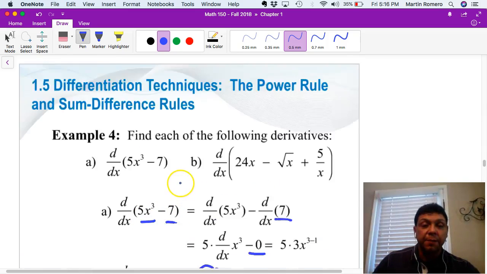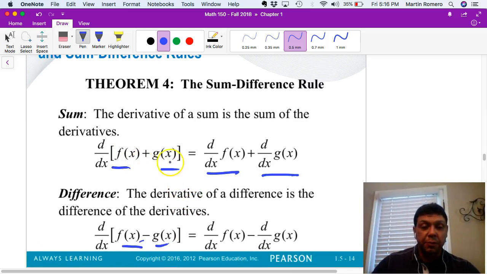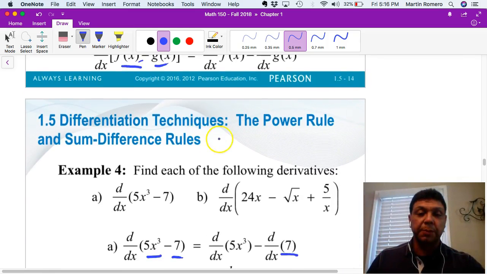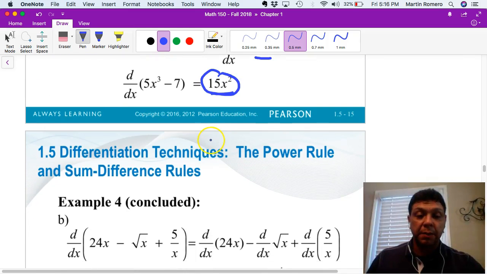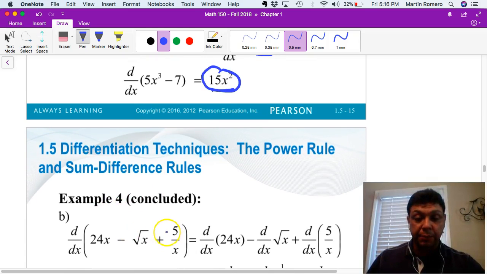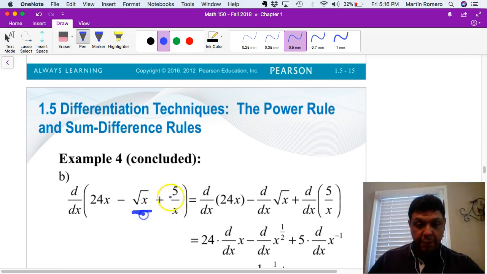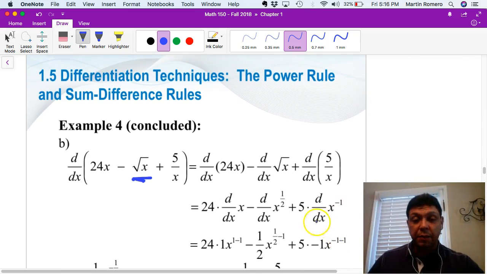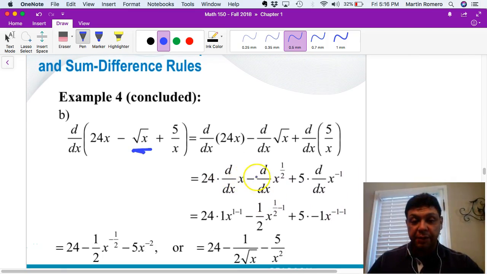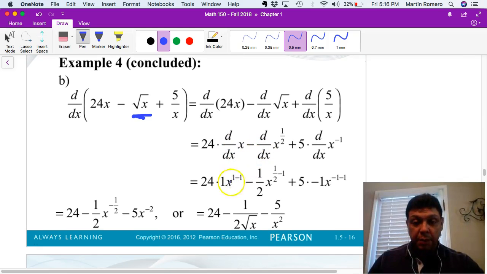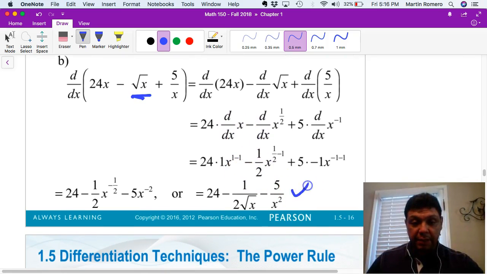So what this sum and difference rule allows us to do is to find the derivative of each of those separately, and then you can use the power rule with that. Same thing here. Notice what we're going to do. I would turn this into a 1/2. This turns into x to the negative 1. It's easier to find. And then you go ahead and find those derivatives using the power rule. And then you can go ahead and you get that answer there.